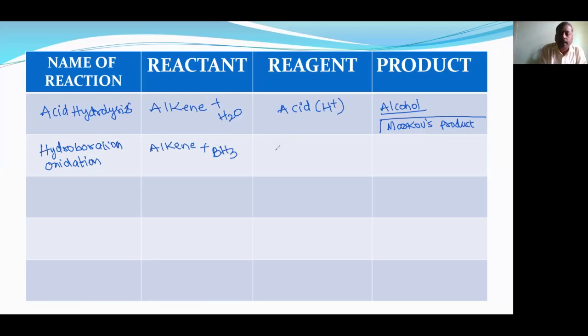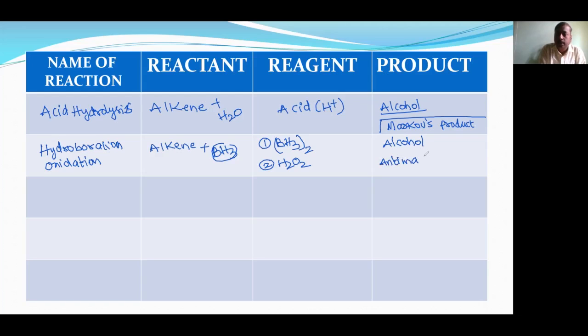So better to write it here only. In the first step, we will use BH3 as the first reagent, or B2H6 we can say, and second we will oxidize with hydrogen peroxide. Here also the product is alcohol, but what is the difference between the above product and the below product? Yes, it is going to follow the anti-Markovnikov rule.